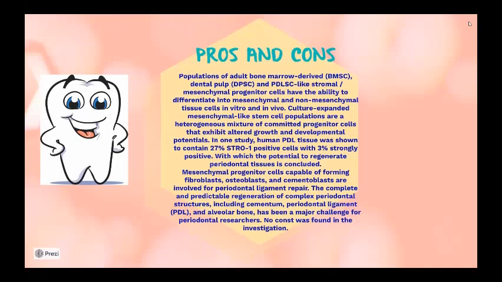In one study, human PDL tissue was shown to contain 27% STRO1 positive cells, with 3% strongly positive, from which the potential to regenerate periodontal tissues is concluded. Mesenchymal progenitor cells capable of forming fibroblasts, osteoblasts, and cementoblasts are involved in periodontal ligament repair.